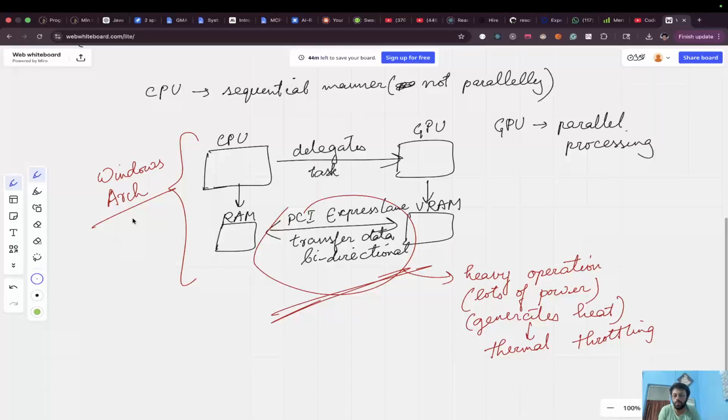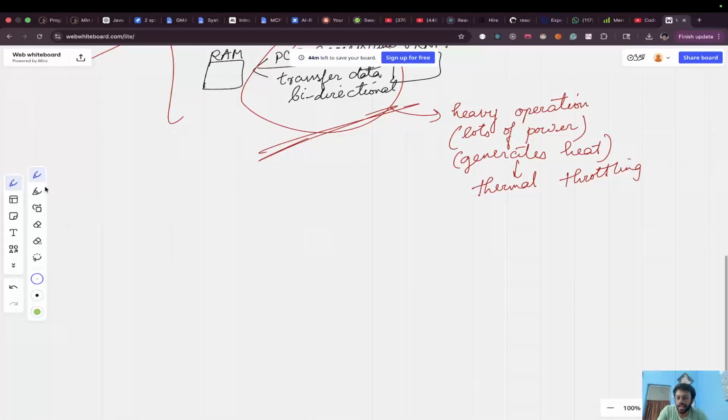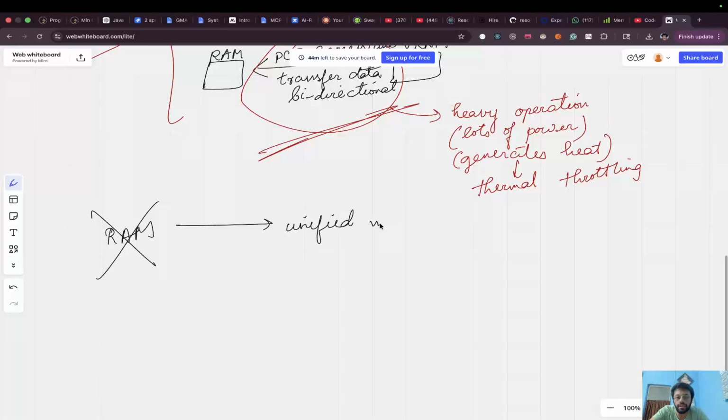So what Mac did with their M series, in their M1, M2, M3, M4 laptops, is that they changed the game completely. Now if you look at a Mac laptop, they don't have something called RAM. This has now changed, and Apple MacBooks, the M series, have something called unified memory. Now, what is this unified memory? This is a unified or fused RAM and VRAM.